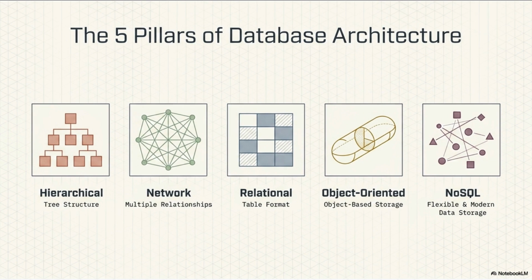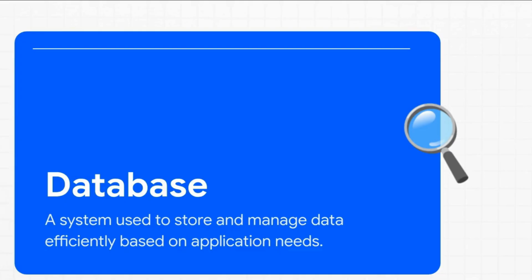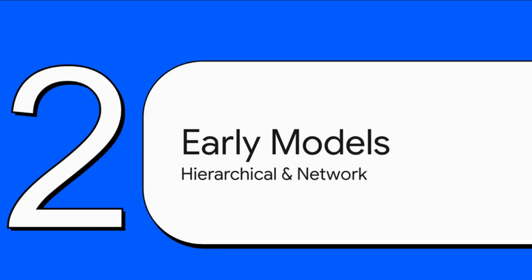Software applications are the exact same way. They demand specialized databases to manage their distinct data needs. Because of this, databases are categorized based entirely on how they organize and retrieve that information. Which brings us to Section 2, Early Models, specifically hierarchical and network.